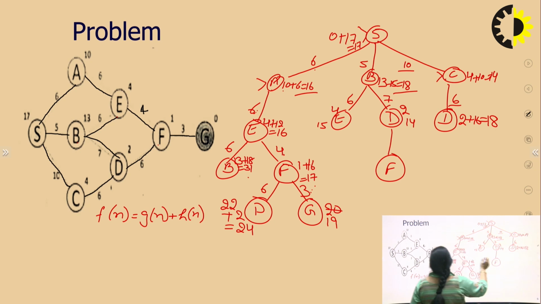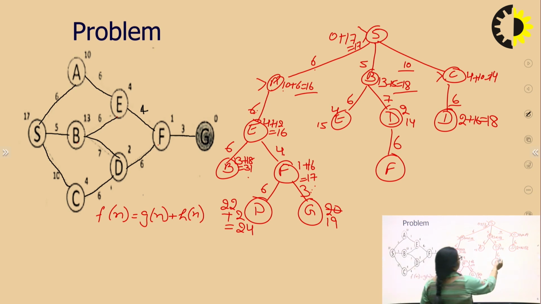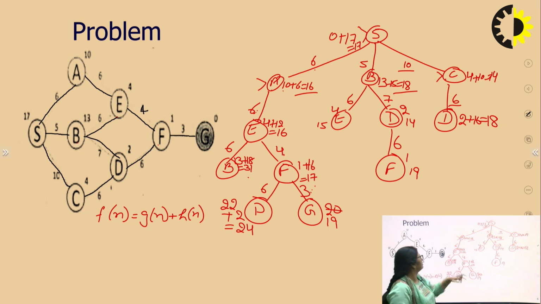F is at what distance? F from D is at distance 6. And what is the heuristic value of this? 1. So what are we getting here? 5 plus 7, 12 plus 6, 18 plus 1, 19. We got the value 19, which is higher than E. It means we should explore E first.